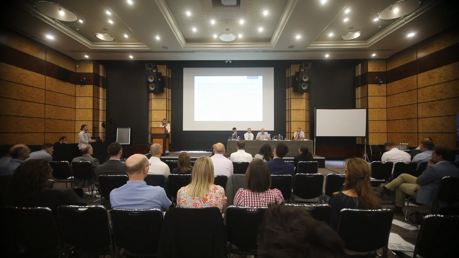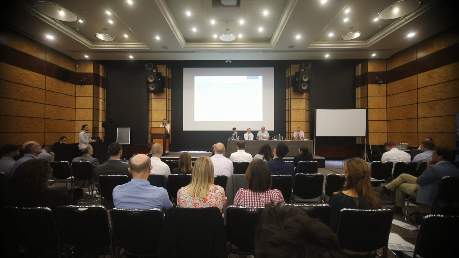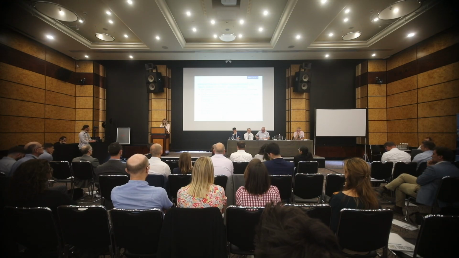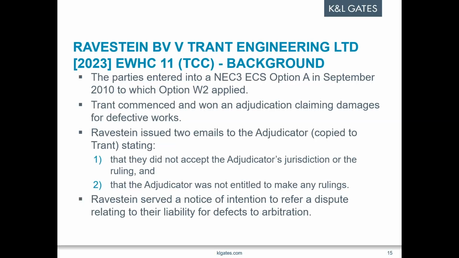Rubberstein then served a notice of its intention to refer the dispute concerning its liability for defects to arbitration, relying on its email, the second one in April 2021, as their notice of dissatisfaction. The parties agreed the arbitrator should first determine whether Rubberstein had served a valid notice of dissatisfaction to prevent the adjudicator's decision from becoming binding, and granted the arbitrator jurisdiction to decide the dispute. The arbitrator said that was not a valid notice of dissatisfaction, and he did not therefore have jurisdiction.